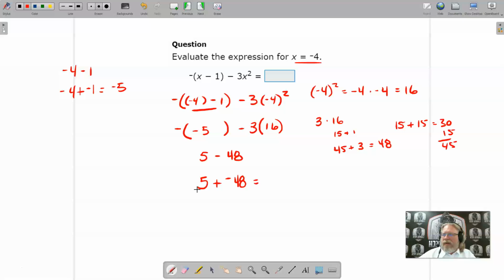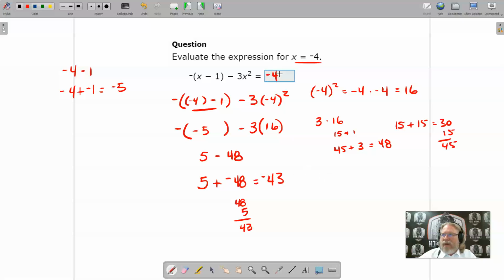Now I know that they are opposite signs. So this means that I'm not going to add, I'm actually going to subtract. 48 has the greater absolute value than 5. So I'm going to do 48 minus 5 to get 43. So I have 43 there. And 48 has the greater absolute value, so it's a negative number. So my answer is going to be negative.